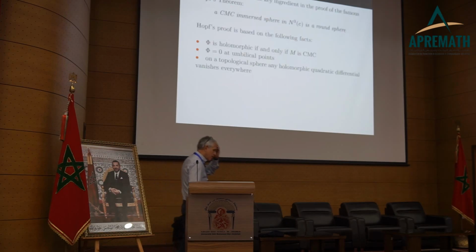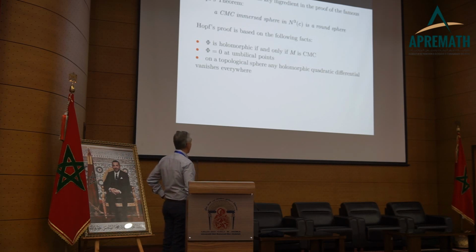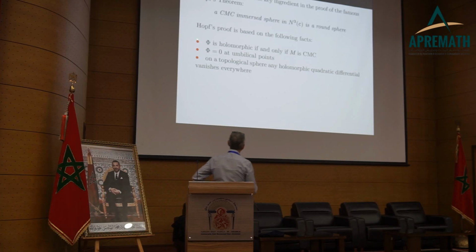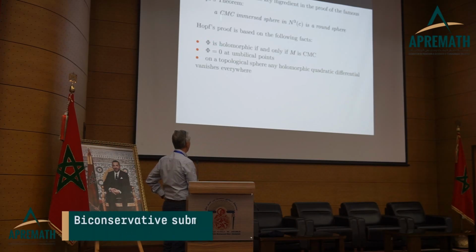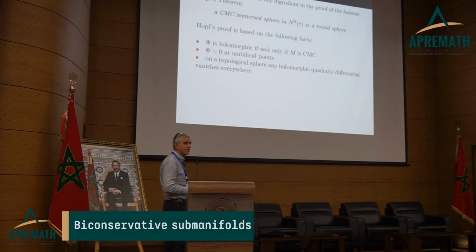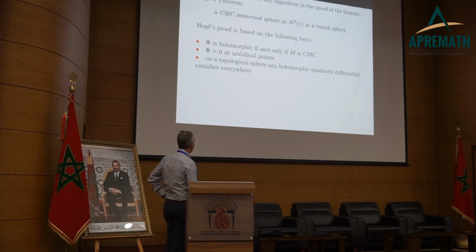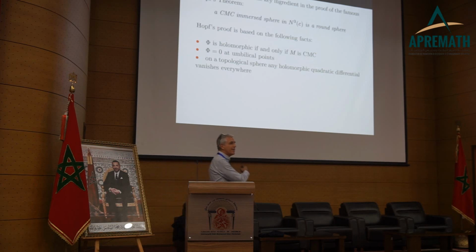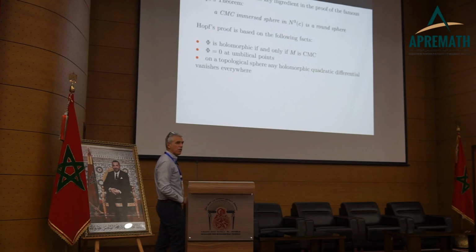And why is this function important? Because it was used by Hopf to prove his celebrated theorem. The theorem was that a constant mean curvature immersed sphere in a three-dimensional space form is a round sphere. So if this constant mean curvature surface is topologically a sphere, it must really be isometric to the round sphere. And the proof goes as follows. First, you understand that this function phi, the Hopf function, is holomorphic if and only if your surface is CMC, so has constant mean curvature. Then you understand that it is identically 0 at all umbilical points, so points where the principal curvatures are equal. And then we have this topological fact that on a topological sphere, any holomorphic quadratic differential vanishes everywhere. This is where you need this global fact that I've written in very small characters.